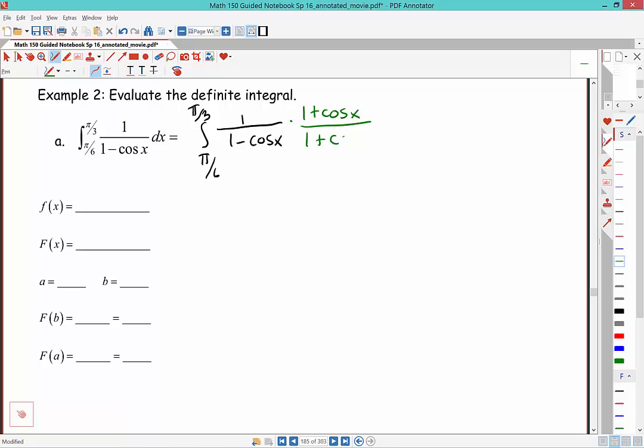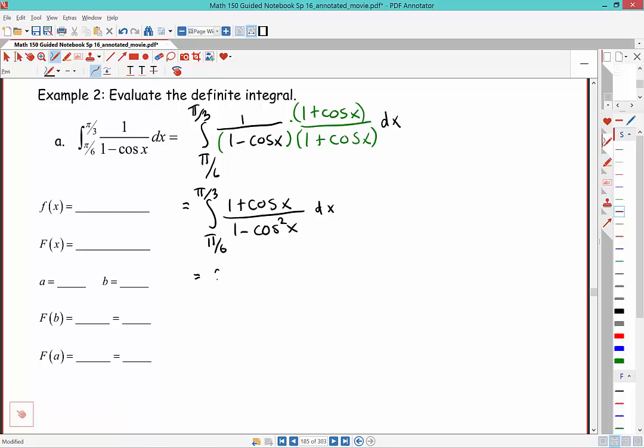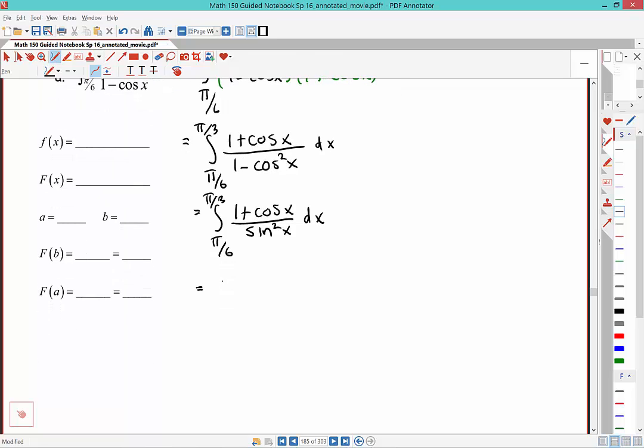So this is going to end up being the integral from pi over 6 to pi over 3 of 1 plus cosine at x over 1 minus cosine squared at x with respect to x, which will give us the integral from pi over 6 to pi over 3 of 1 plus cosine at x over, good, sine squared at x with respect to x. Now we'll split the integral, and we'll have 1 over sine squared at x with respect to x plus the integral from pi over 6 to pi over 3 of cosine at x over sine at x times 1 over sine at x with respect to x.